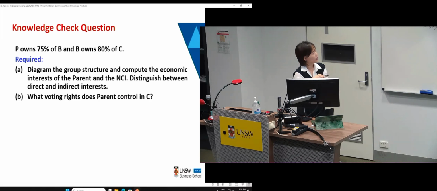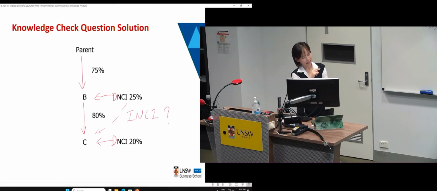Well, P's interest in C is 60%. When we prepare our consolidated financial information, of C's equity interest, only 60% belongs to the parent. 40% we allocate to NCI, okay? But when the question asks about the voting rights the parent controls in C, that is based on these 80%, okay? So let me know if you are confused here, okay?